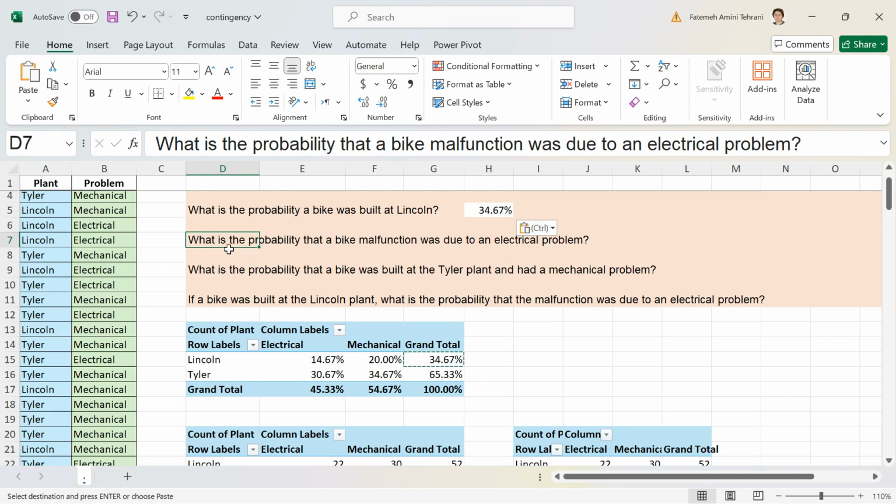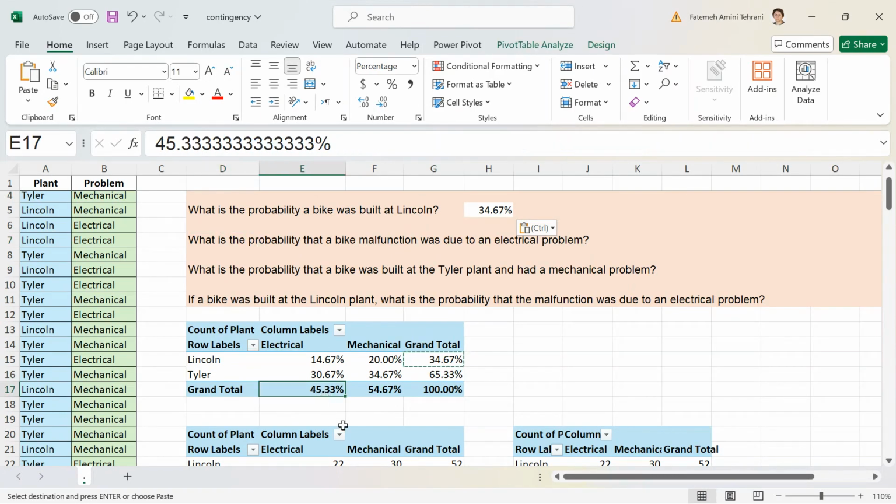Look at the second question. What is the probability that a bike malfunction was due to an electrical problem? I'm looking for P of electrical. I just need to look at the marginal probability of electrical. Which one? This one, 45.33%. Control C, Control V. It's P of electrical problem.